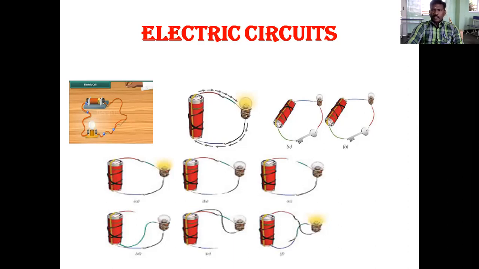Cell and bulb, it does not glow. If it glows, it is in yellow color. If it does not glow, it is an ordinary color, the bulb color, the glass material color. So the A and B diagrams do not glow because the circuit is not connected properly.